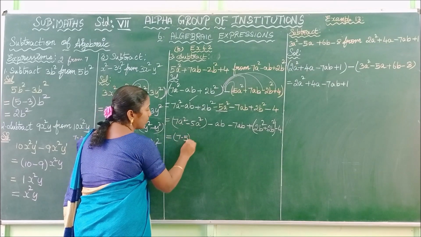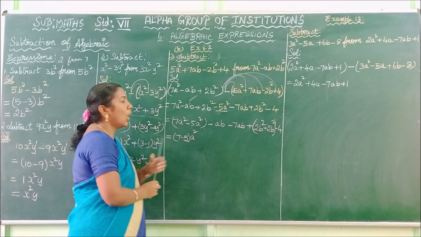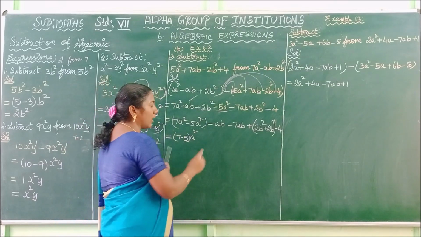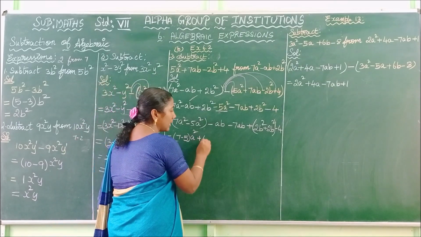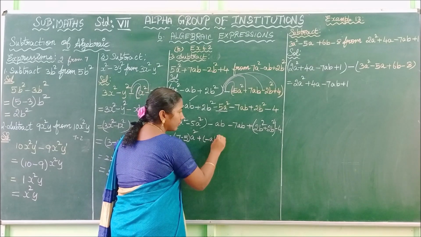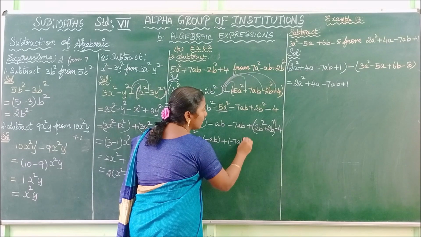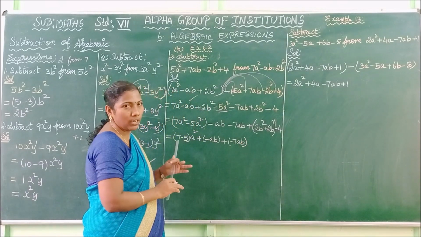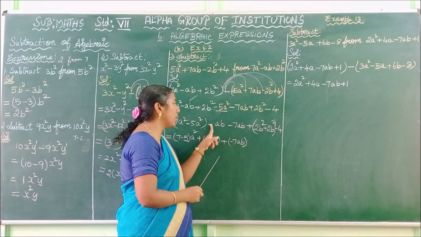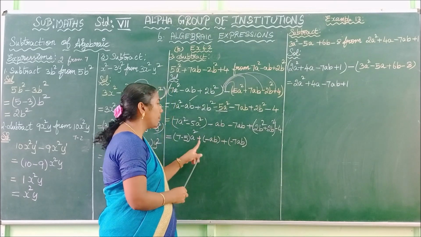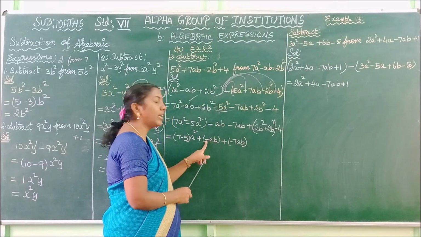So 7 minus 5 a square. Okay, how can you evaluate this term? See here children, you have to write this term as plus minus 7ab because it will give you a better understanding. That's why I am writing like this. Plus minus ab can be written as plus, within the bracket, minus ab.